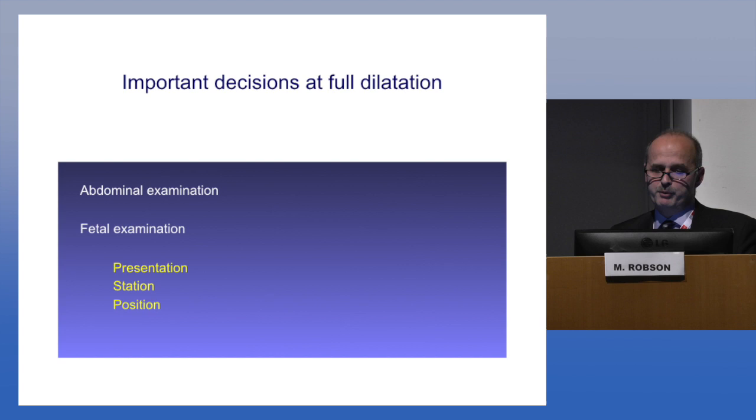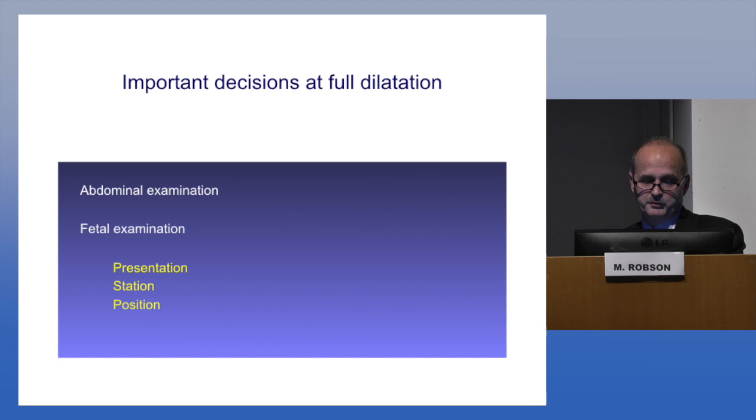Important decisions, abdominal examination. Too often this is left out. And to me at least, if I'm examining or coming to do a delivery and I can feel 2/5 palpable or 1/5 palpable, I personally don't go any further. And I certainly wouldn't write down that it was 1/5 palpable and say that I'm going to do a vaginal operative delivery. I think that's really crucial.